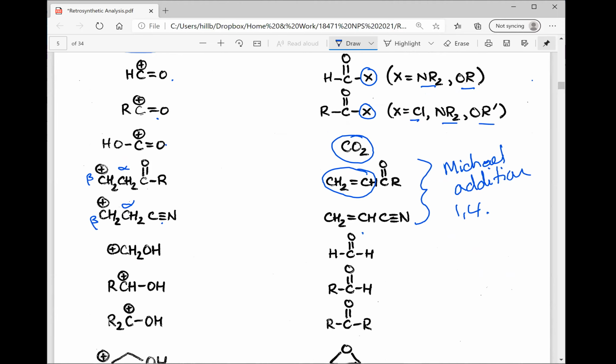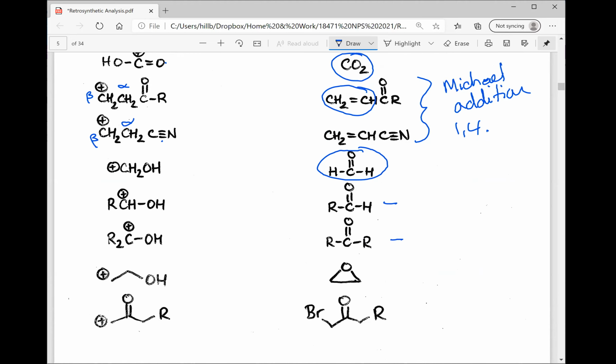For a simple primary alcohol, we could use formaldehyde. If you need a secondary alcohol, you could use aldehydes, or ketones in the case of a tertiary. And what we'll see a bit later on is that if you have a hydroxyl group on a carbon right next door to where you want to make the bond, you can use just a straight up epoxide. So whatever nucleophile you have can attack there and open it up.